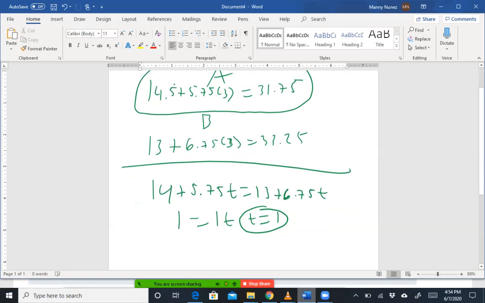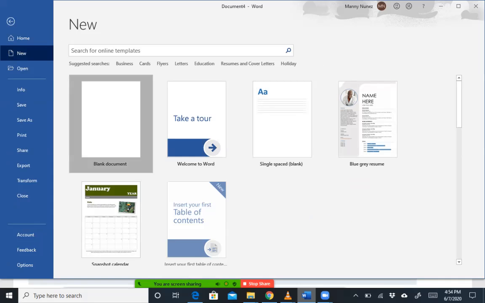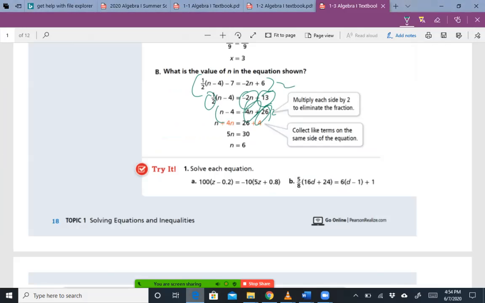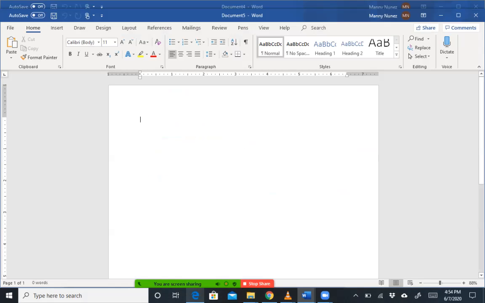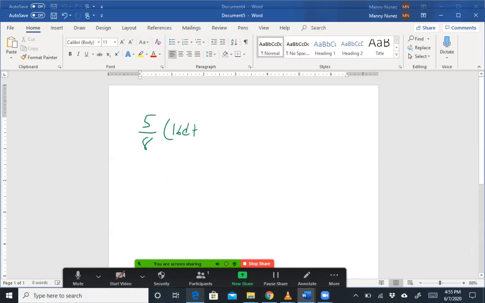Okay, let's do it real quick. Let me actually make a new thing real quick. Okay, so let's write the problem here. 5 over 8, and then 16d plus 24, okay, equals 6 parentheses d minus 1 plus 1.